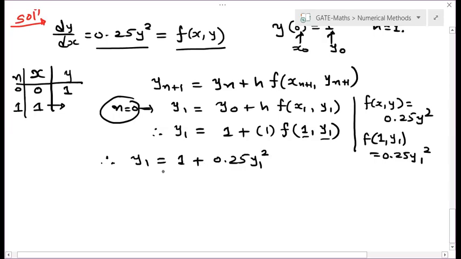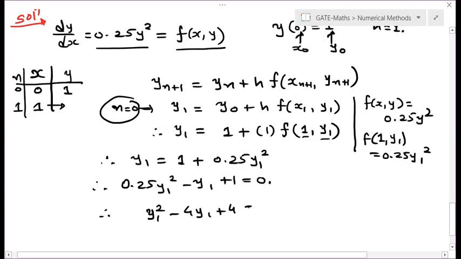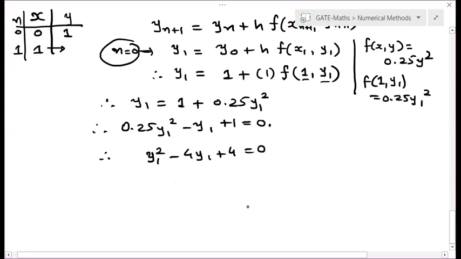Okay, so if I rearrange these terms, 0.25 y1 square minus y1 plus 1 equal to 0. Right, just I have taken y1 to that side. 0.25 is 1 by 4, or not? So y1 square minus 4y1 plus 4, whole divided by 4, equal to 0. If I have to find its roots, this is simple. This is y1 minus 2 whole square, a square minus 2ab plus b square, equal to 0, which implies y1 equal to 2.